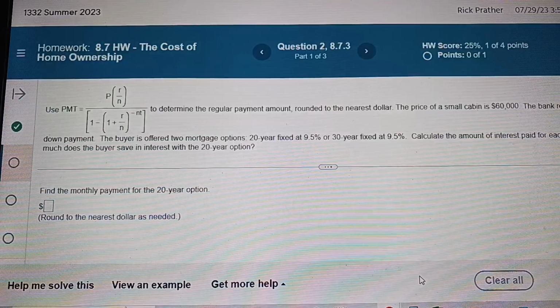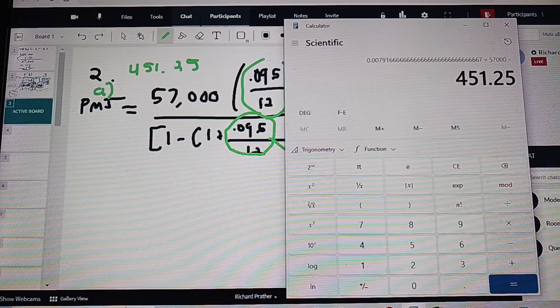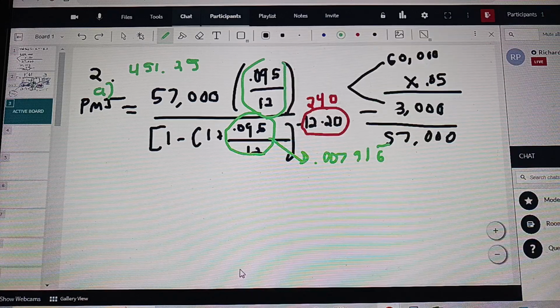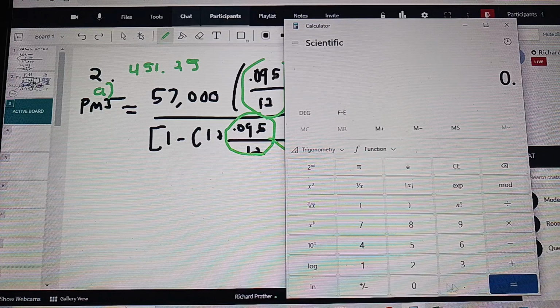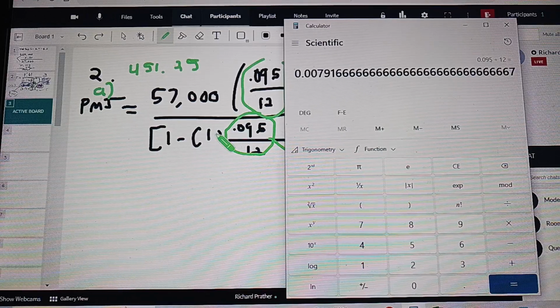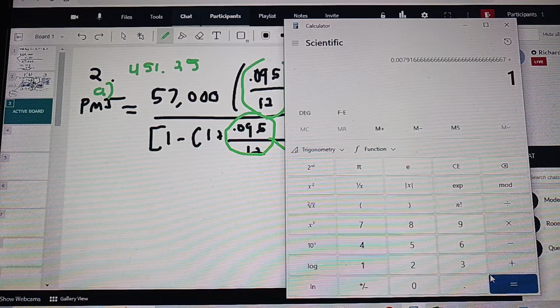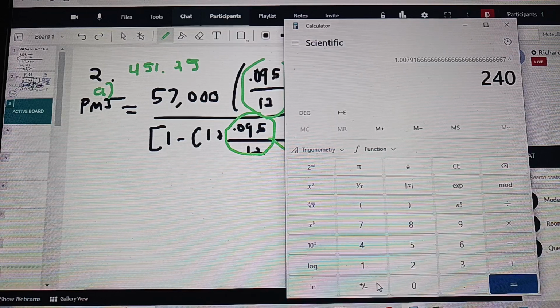Because in part B, the only thing that's going to change is I'm going to change that 20 to a 30. But it's in the denominator, so it doesn't affect the numerator. Okay, so once again, 0.095 divided by 12 is a messy decimal. But if I add 1 to it, now raise it to the negative 240th power.